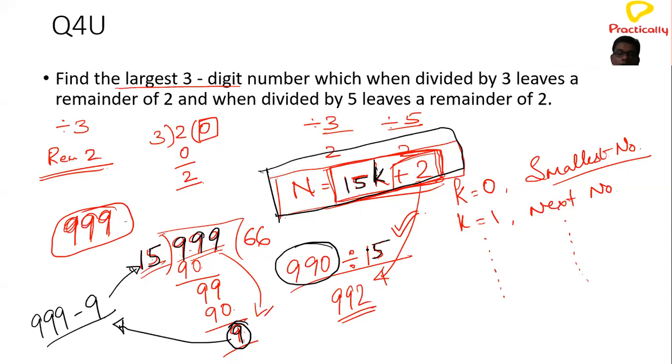Okay, Smriti? But now your question is not about a number divisible by 15. Your question is a number which is 2 more than that number, because that's why that plus 2 is here. So you are searching for a number which is 2 more than this. So what is 2 more than 990? 992. So this is the answer for this question. Are we now clear?